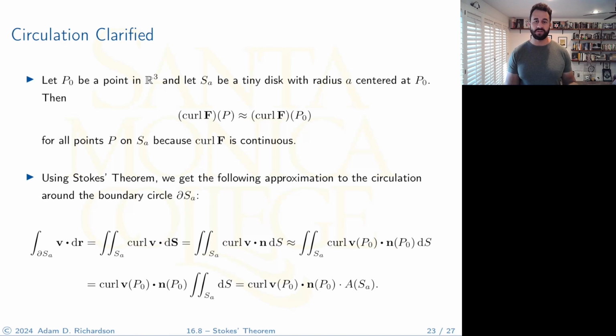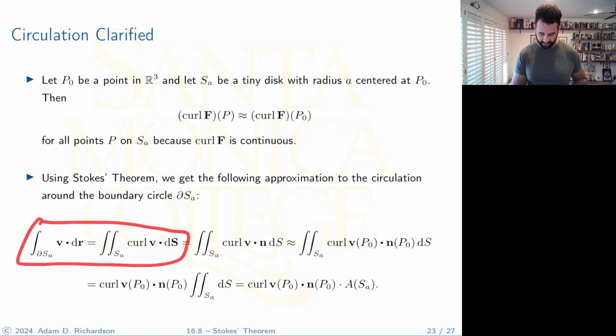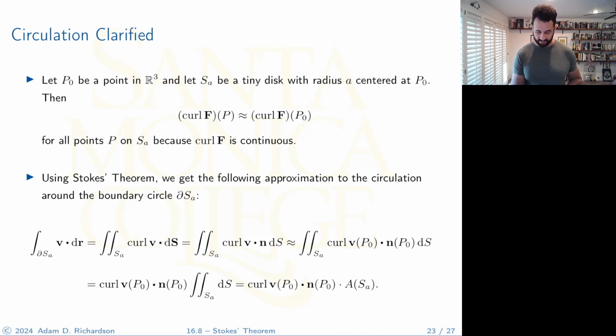Now we can apply Stokes theorem, and we get the following approximation to the circulation around the boundary circle, partial S sub A. This is Stokes theorem right here. It says if you want to compute this line integral, you could instead compute this surface integral. Just rewriting this in terms of dS, we get that. And now the approximation says, if you want to approximate this, you could instead use the curl at the center of the disk, and take your unit normal vector at that point that is the center of the disk. So this is where the approximation is coming in.